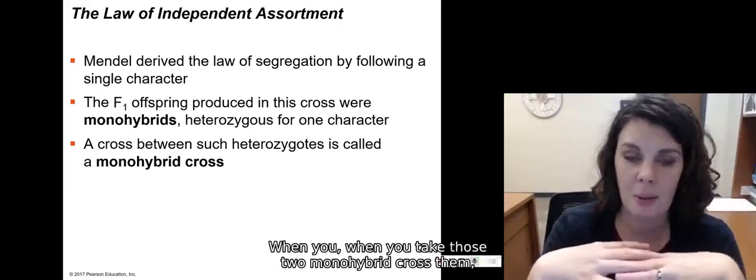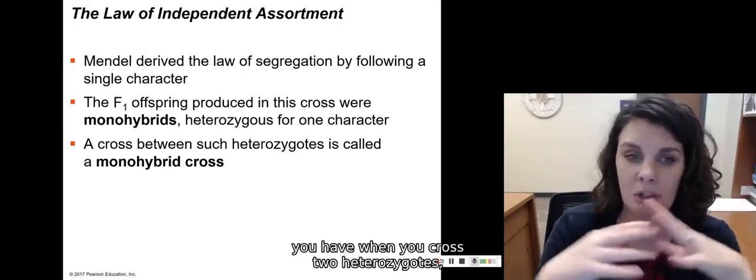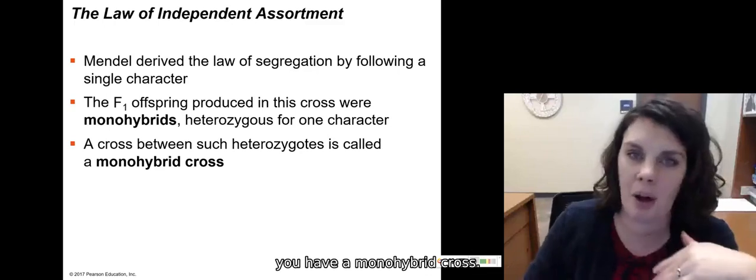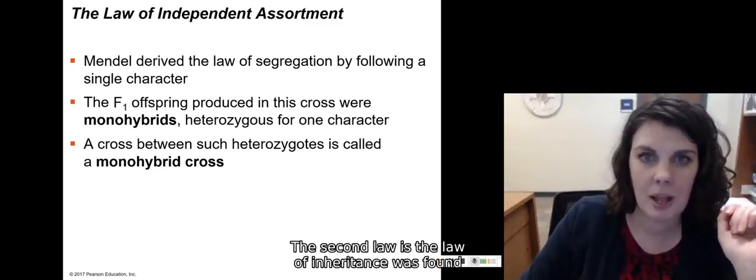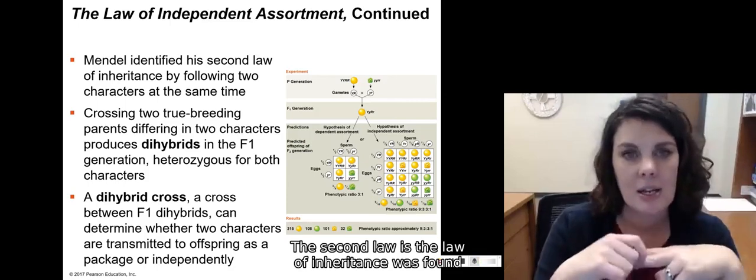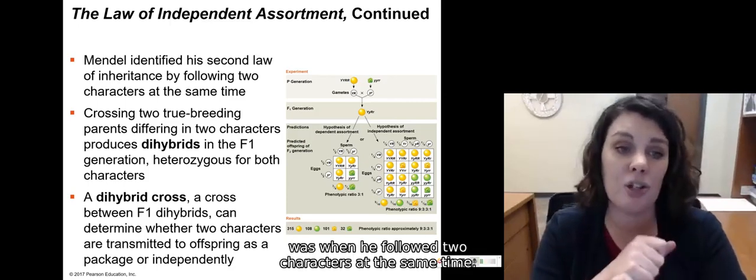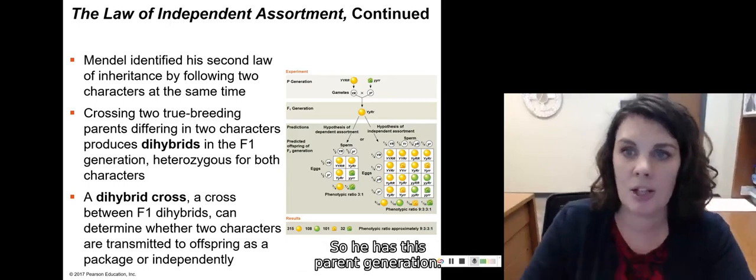And when you take those 2 monohybrids and cross them, when you cross 2 heterozygotes, you have a monohybrid cross. And that's what created the F2 generation. The second law, the law of inheritance, was when he followed 2 characters at the same time.